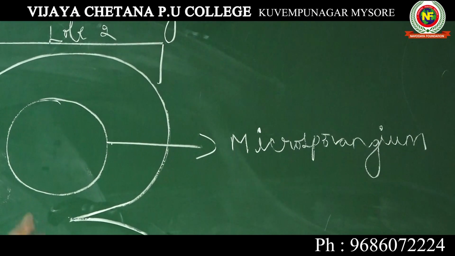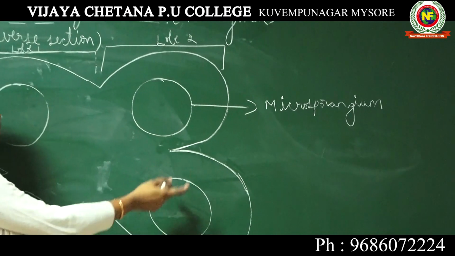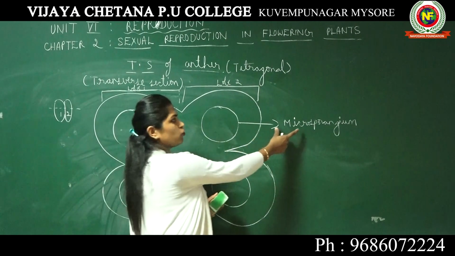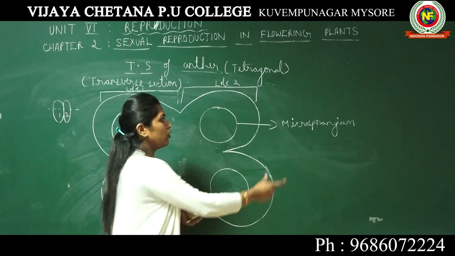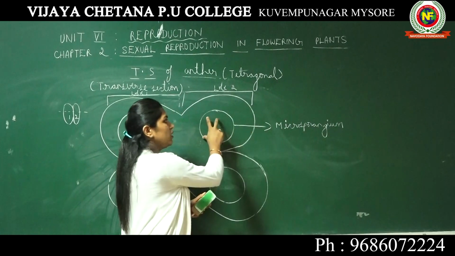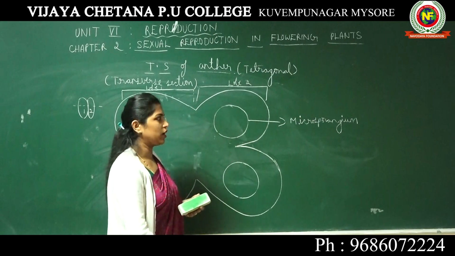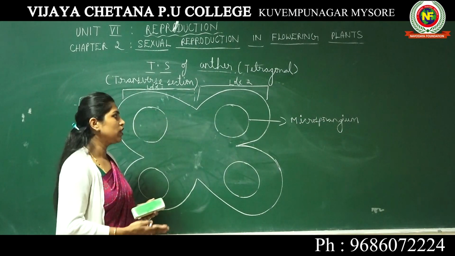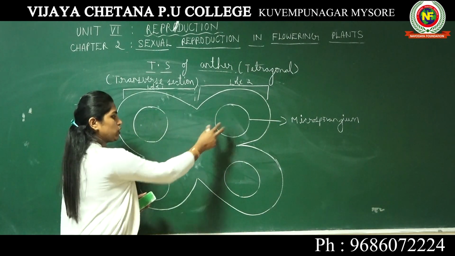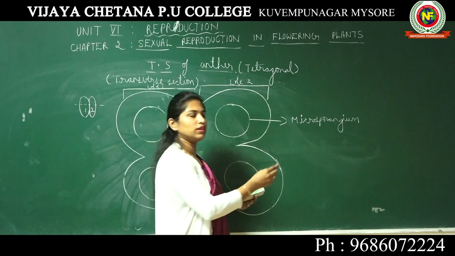Microsporangium is the structure inside which pollen grains or microspores are produced. The name itself indicates it: microsporangium is a structure inside which microspores are produced. Microspores in turn give rise to pollen grains. So these structures can also be called pollen sacs.